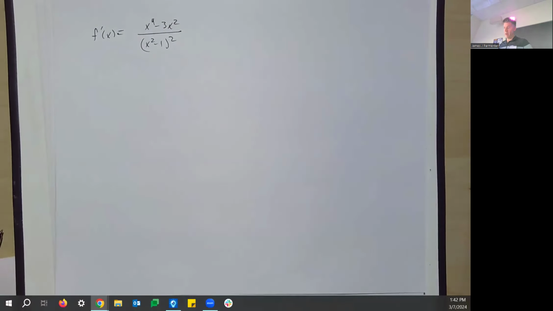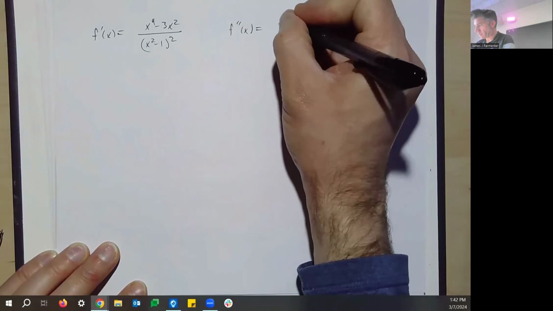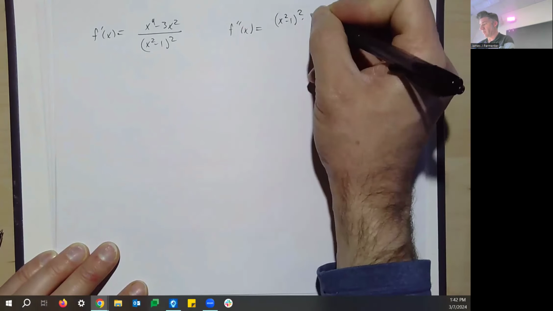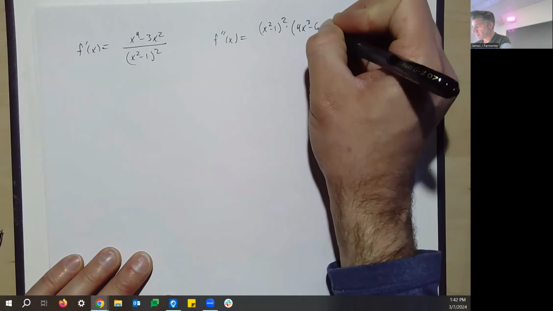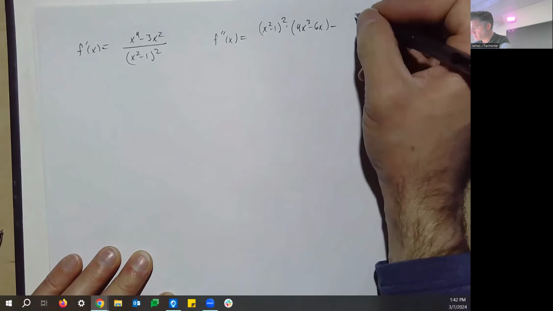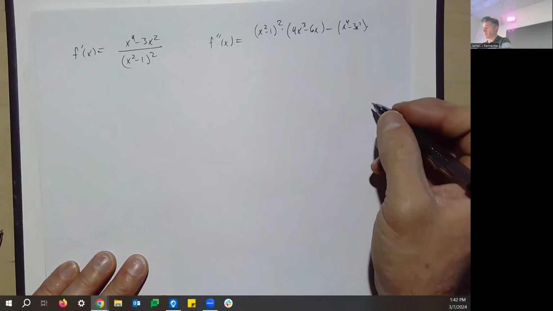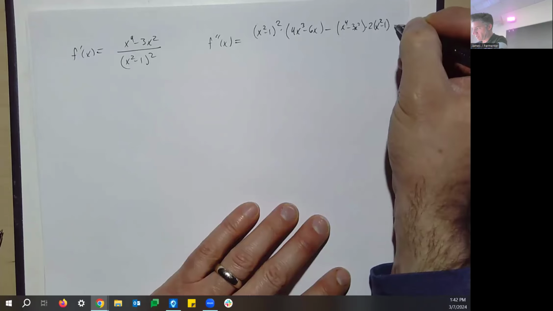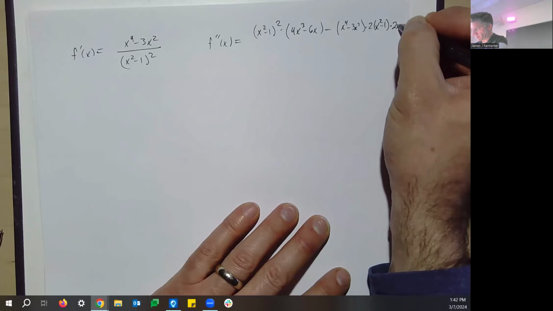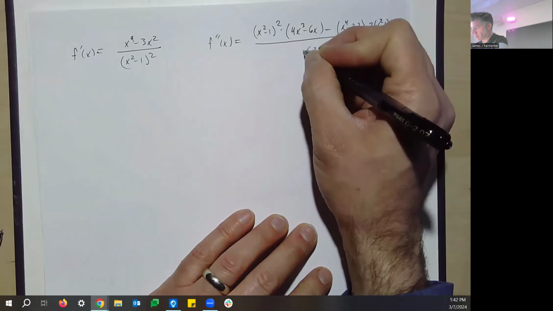And then taking the derivative of that, let's use the quotient rule. F double prime is going to be the bottom, x squared minus 1 squared, times the derivative of the top, which is 4x cubed minus 6x, minus the top, x to the fourth minus 3x squared, times the derivative of the bottom, which requires the chain rule. It's 2 times x squared minus 1 to the first, times the derivative of that, which is 2x, over x squared minus 1 squared, squared.